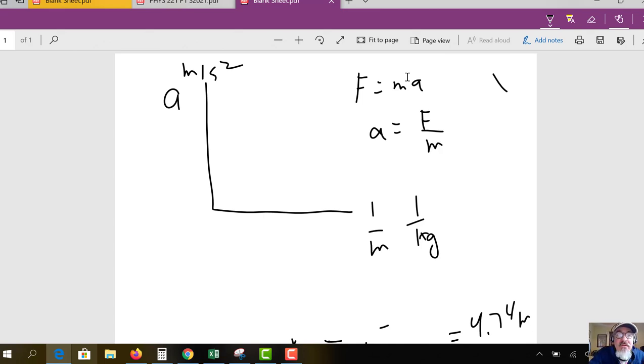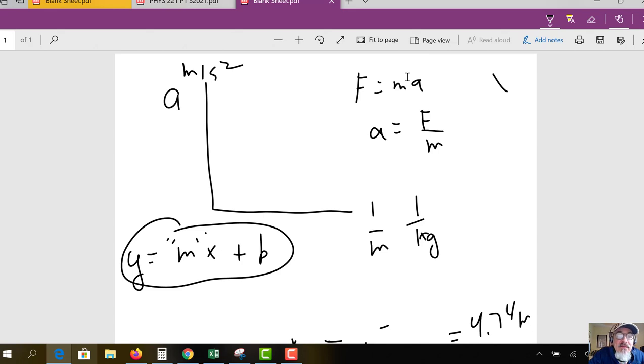So if you think about slope-intercept form, y is equal to "m"x plus b. I put the m in quotes there because that's the slope, that's not the mass. The form of this is when you have y versus x. Whatever comes in front of the x is the slope.